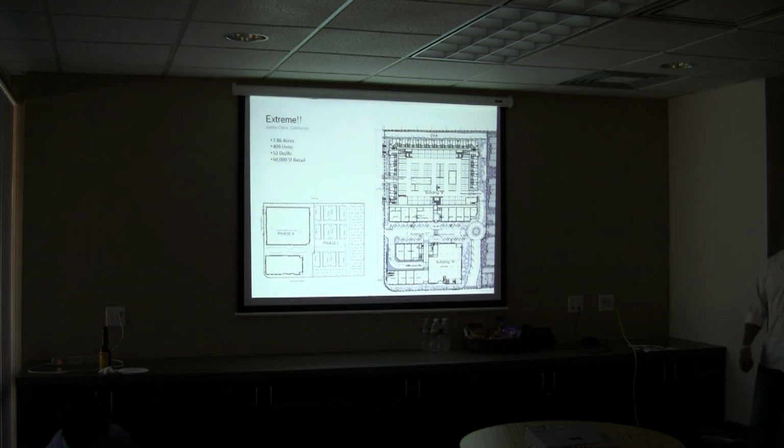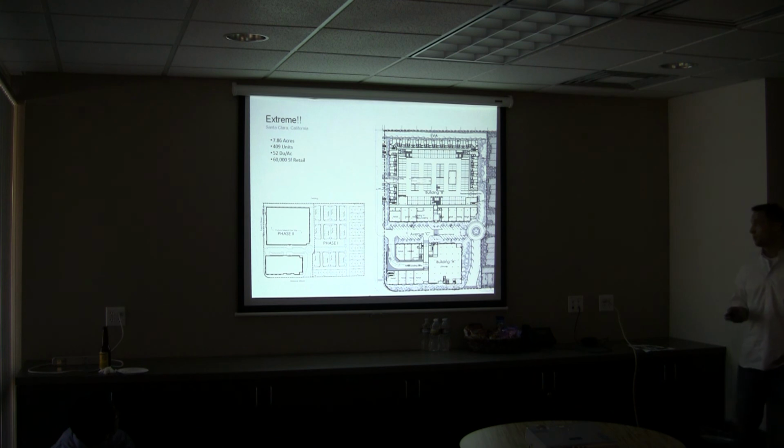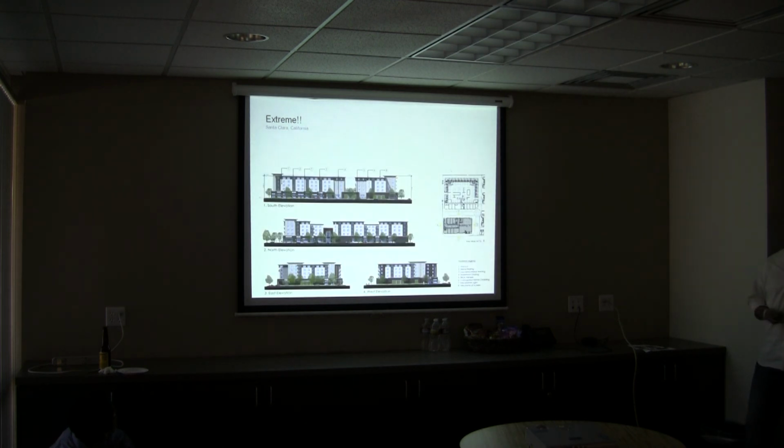So it's 7.86 acres, 409 units, 52 dwelling units to the acre, and in addition to that is 60,000 square feet of retail. We're sharing the site with our good friends in Oakland who are doing phase 1 with townhomes and single family. We are phase 2, the large mixed-use buildings. Like I said, lots of retail at the ground floor. There are two buildings, building A to the south and building B to the north. They both have underground parking, but building B has a wrap feeling as well.